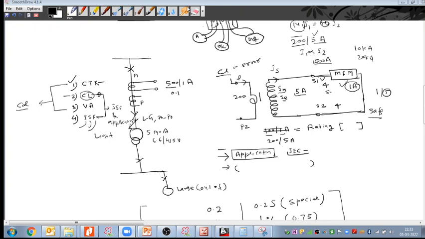Saturation means the core saturates, and once any magnetic material saturates, it will not generate flux. When it does not generate flux, there will be no transformation, because we know that transformers work on the induction principle, and the flux is produced when current and voltage pass. So when this material is saturated, it will not generate the flux and it will not work.